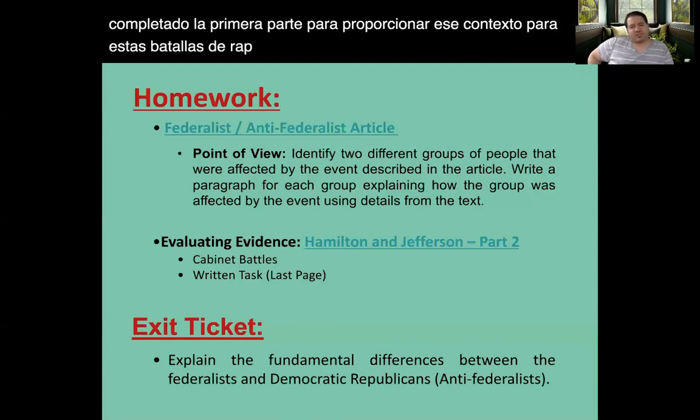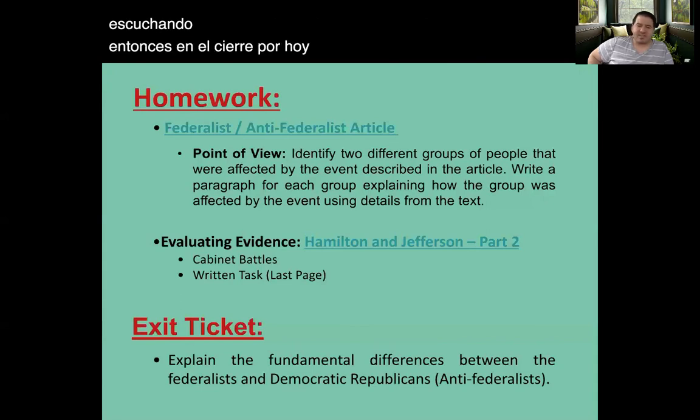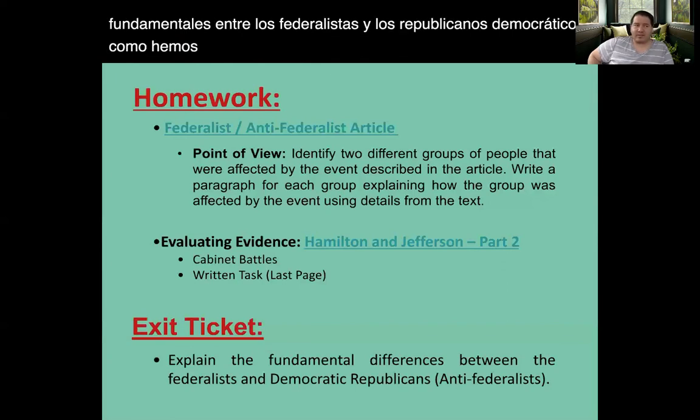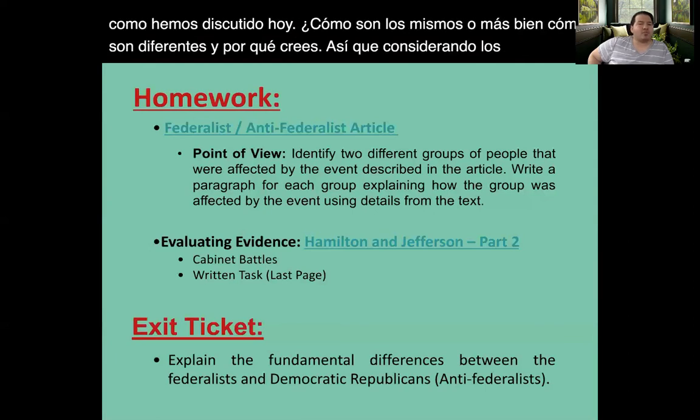And in closing for today, try to explain the fundamental differences between the Federalists and the Democratic Republicans. As we've discussed today, how are they the same, or rather mostly how are they different, and why you believe so, considering the groups of people who made up those different parties.